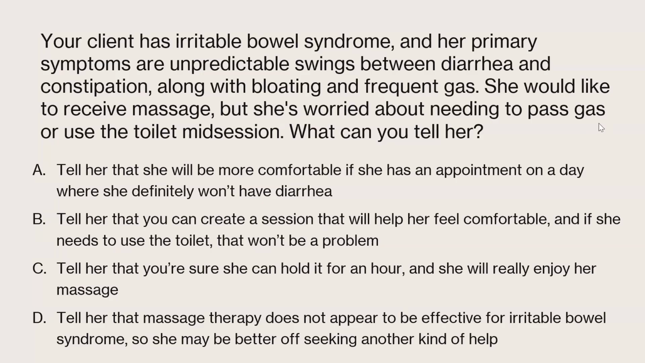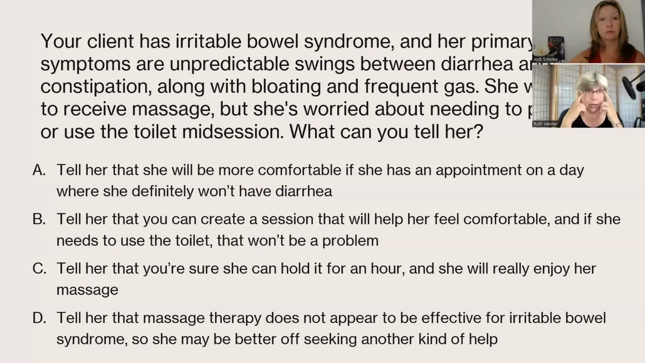First, let's clarify that irritable bowel syndrome is one of those GI tract conditions that is not dangerous, but it looks like things that could be dangerous. So the fact that she knows she has irritable bowel syndrome is a big plus. We're not going to make things worse here. But she's really worried about needing to pass gas or needing to use the toilet. So what can you tell her?